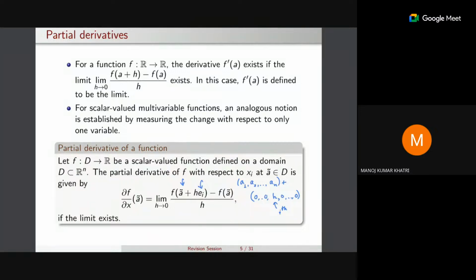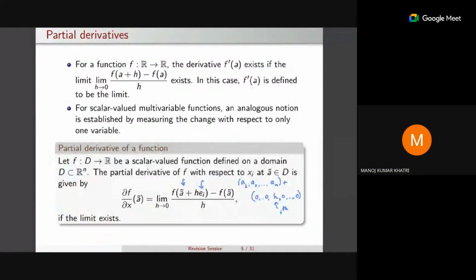In most problems that you will encounter, there will be just functions of 2 or 3 variables. So you will be dealing with only things like partial derivative in the x direction, y direction, z direction, but this is the general framework where we define the thing for any ei, the partial derivative with respect to any variable.